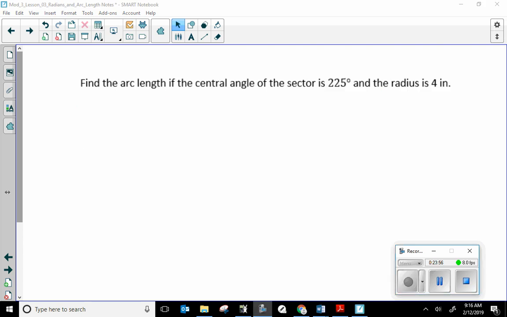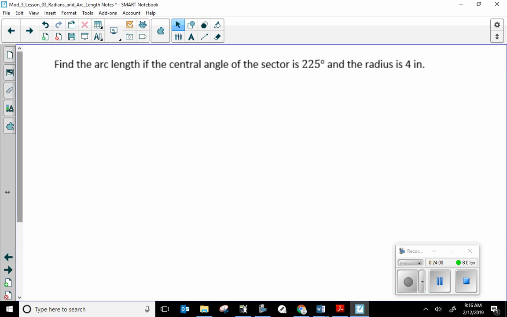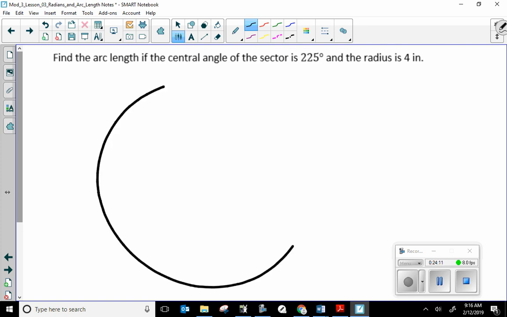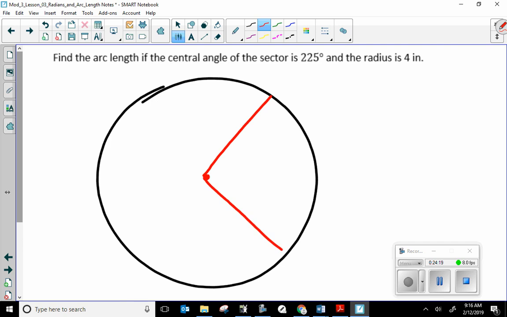Oh, yay, a word problem. Okay, that's good. All right, let's draw a picture. Find the arc length of a sector whose central angle is 225 degrees and the radius is 4. You really don't even need to draw a circle, but I'm going to. I don't care if it looks real or to scale. My angle is 225 degrees. My radius is 4.